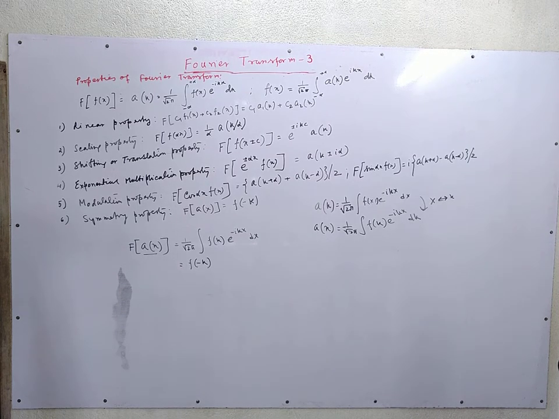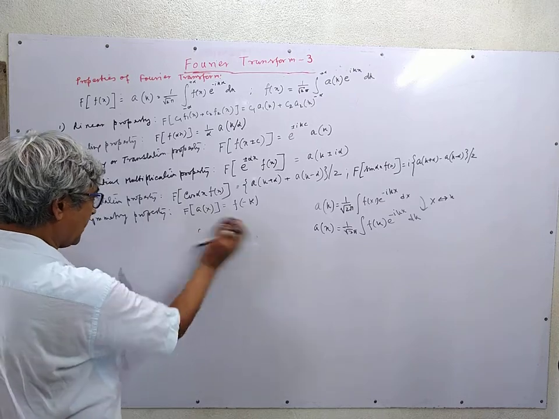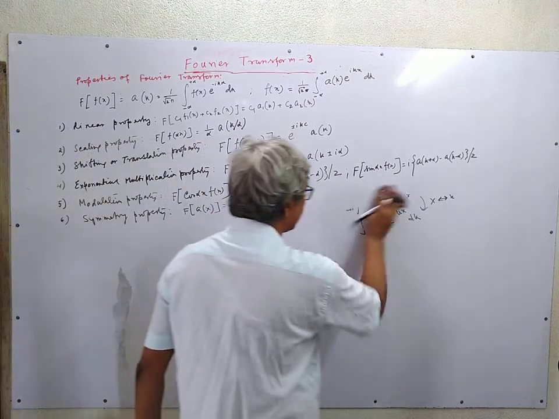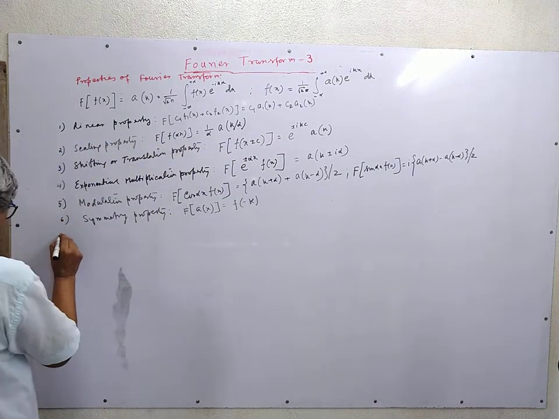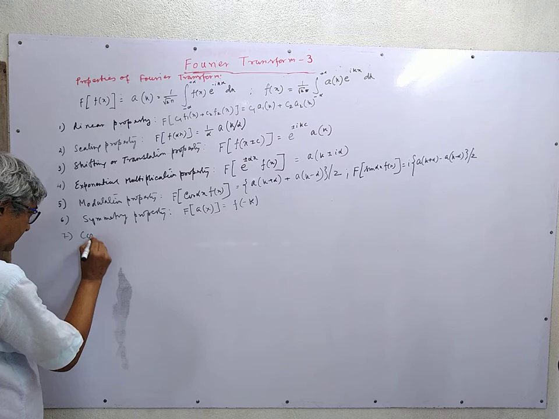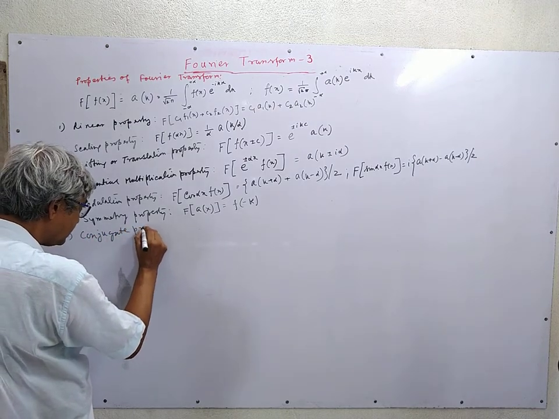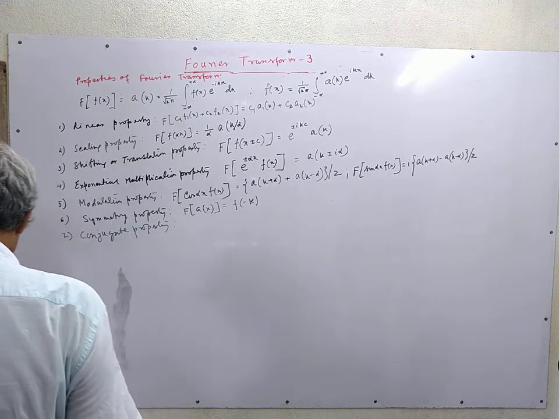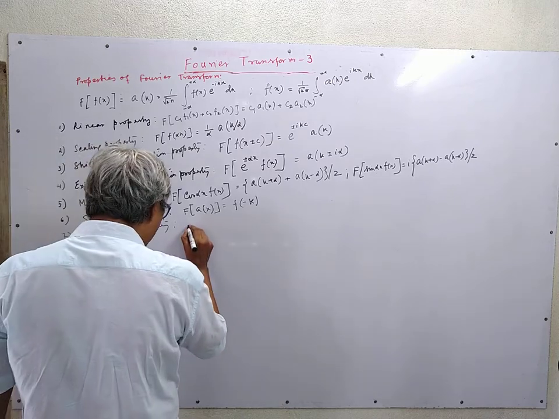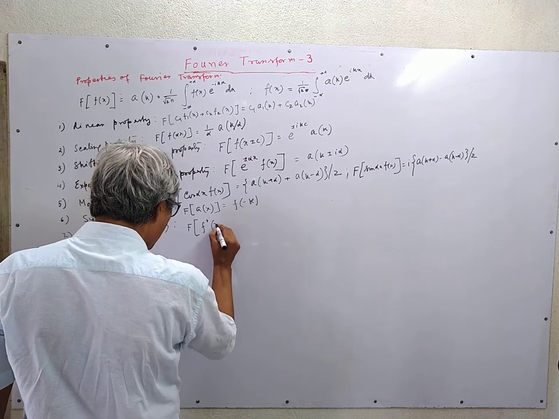Now the next property is the conjugate property. Conjugate property means it relates the complex Fourier transform of the complex conjugate of a function. Thus it deals with the Fourier transform of f star of x.